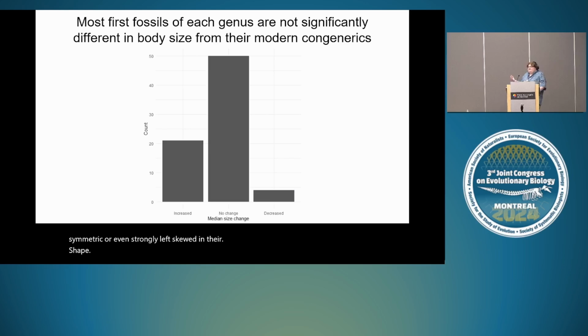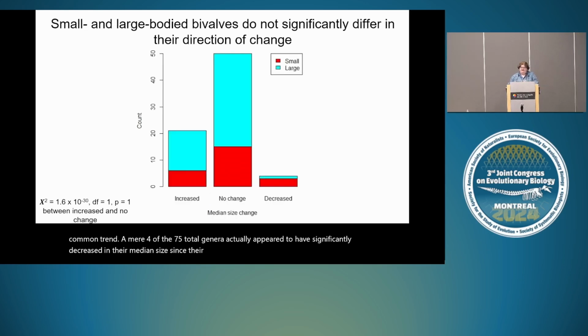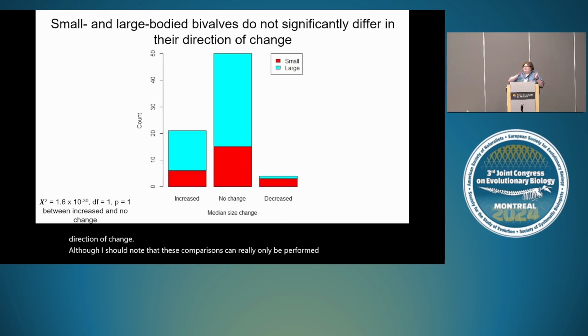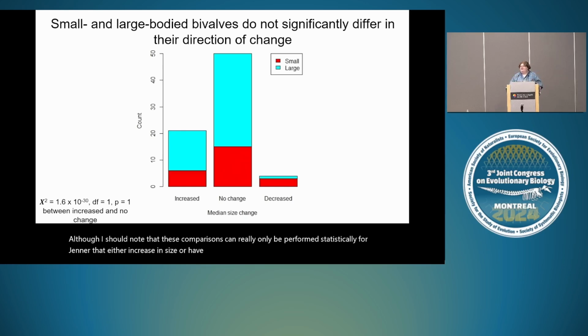However, when tested for statistical significance, the majority of genera tested here sported no significant contrast between the body size of their oldest member and the median of the modern distribution, with increases in body size being the second most common trend. A mere 4 of the 75 total genera actually appear to have significantly decreased in their median size since their origination. Also surprisingly, small and large-bodied genera tested here don't significantly differ in their direction of change, although I should note that these comparisons can really only be performed statistically for genera that either increase in size or have no change in size. 4 is a difficult number to do statistics with.